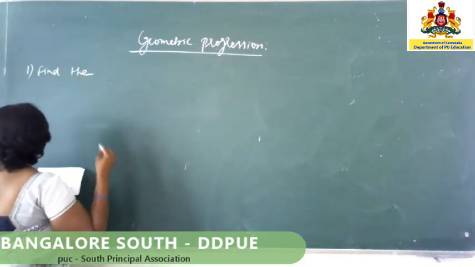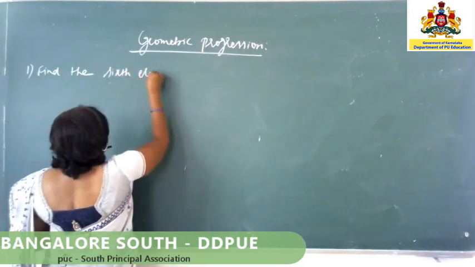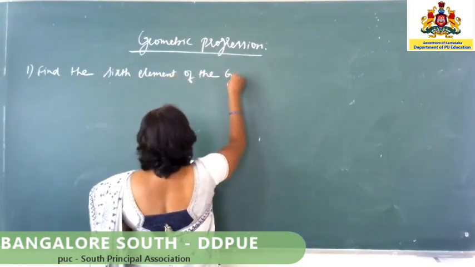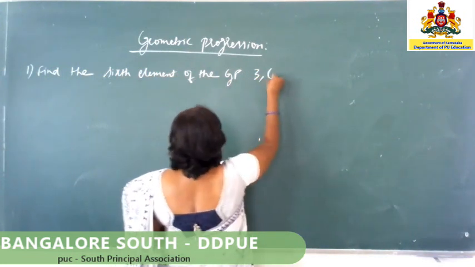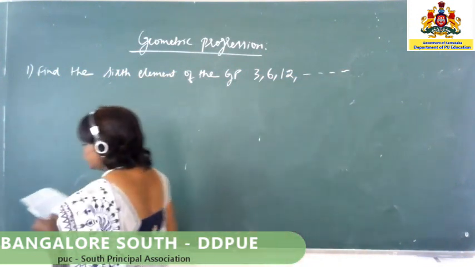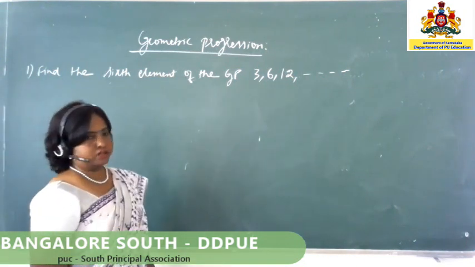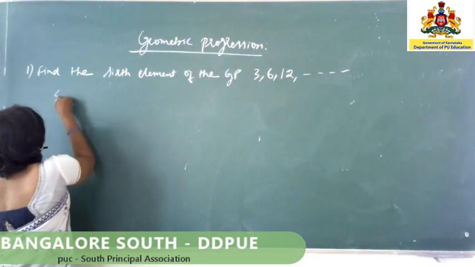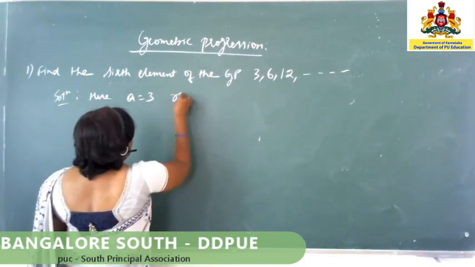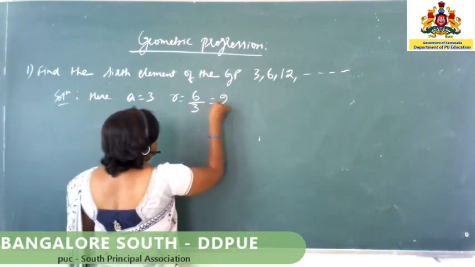Find the sixth element of the GP 3, 6, 12, and so on. Here A is equal to 3, R is equal to 6 by 3, T2 divided by T1. So that is equal to 2.